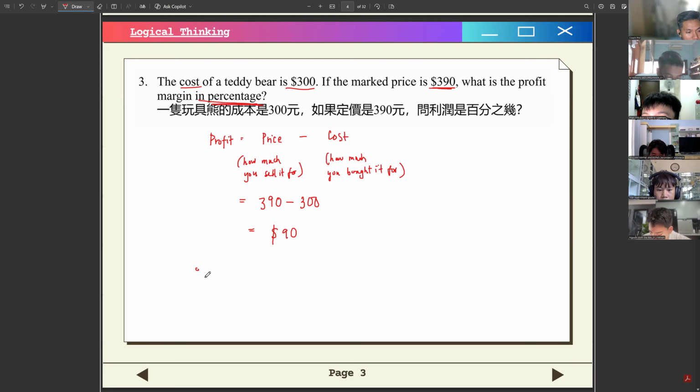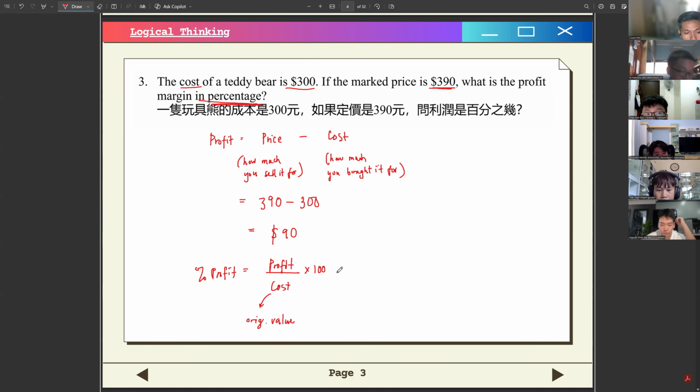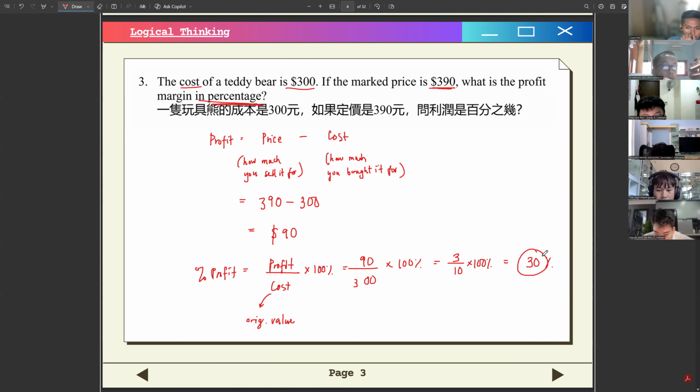So when we're saying in percentage, we have to divide the profit by the original value of the item, which is the cost, and then you multiply by 100%. So that's equal to 90 over 300 times 100%. When you simplify, this is 3 over 10, right? When you divide both numerator and denominator by 30. So this is equal to 30%. Okay?